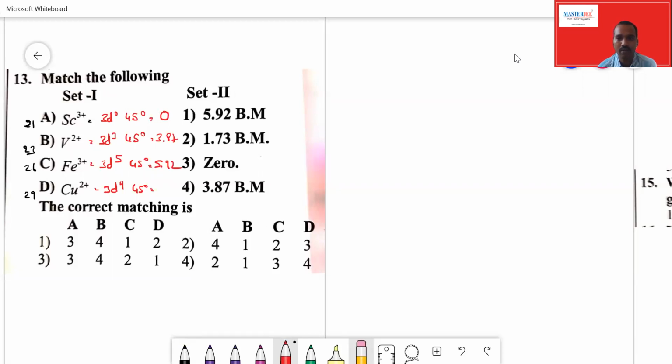Here there is 1 unpaired electron, so μ = √(1 × (1 + 2)), that means √3. √3 means 1.73. So we can select option 13, that is 3, 4, 1, 2. I think this is the correct answer. Right. Next question we are going to switch on.